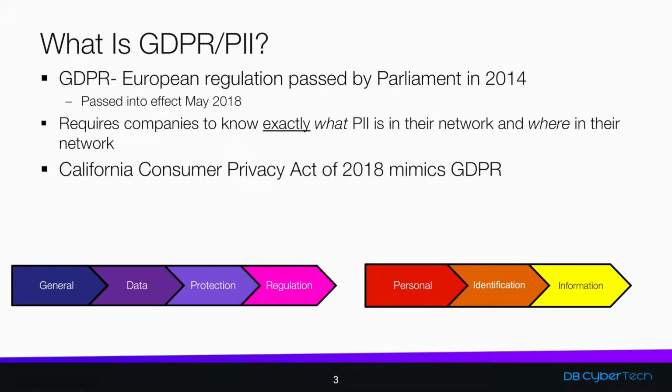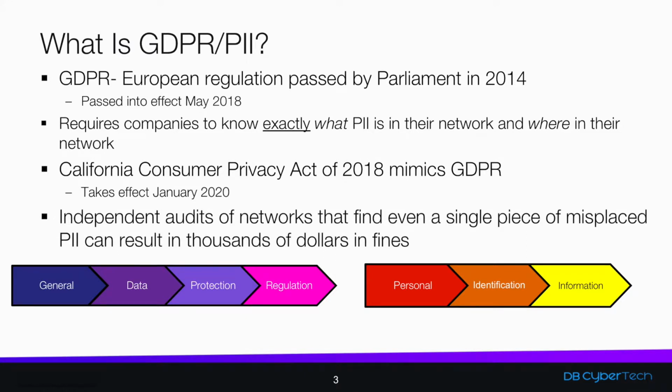California recently passed the California Consumer Privacy Act in 2018 that essentially mirrors the GDPR, but for California companies. However, it won't take effect until January of 2020. This requires any company that has customers in California to adhere to the same standards of protection and can be prosecutable in upwards of thousands of dollars if they are hacked or have misplaced PII in their networks. Now, this is what our compliance product does to help protect you and your company. So let's dive right into the product.